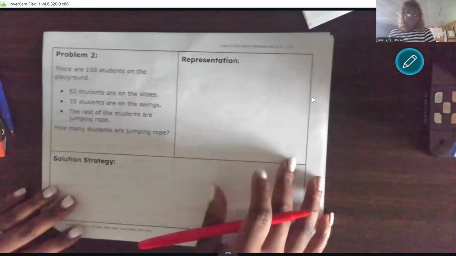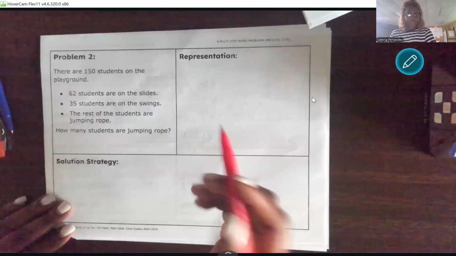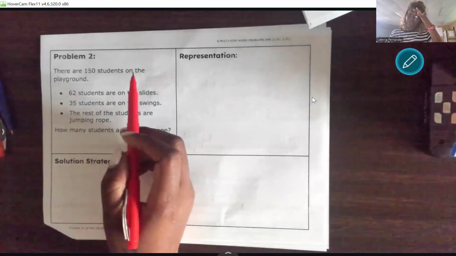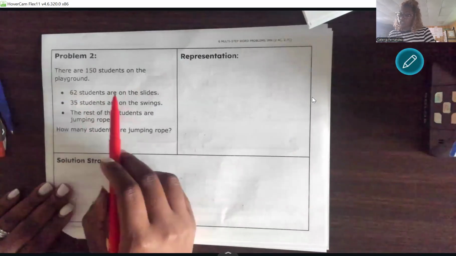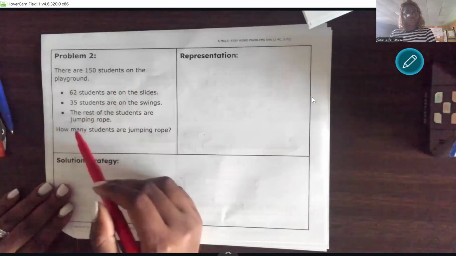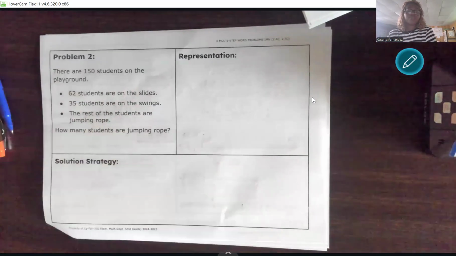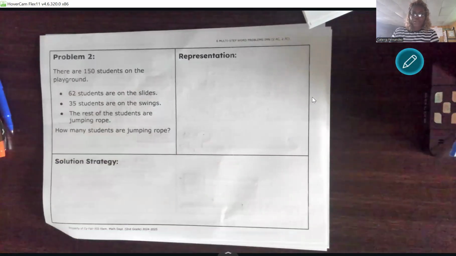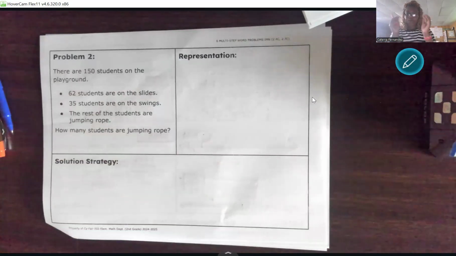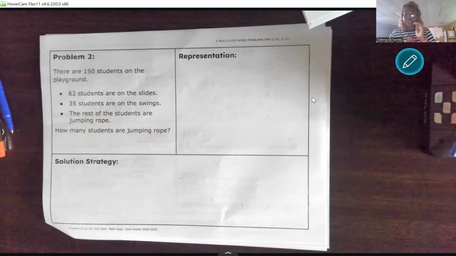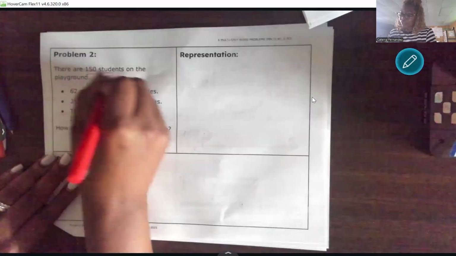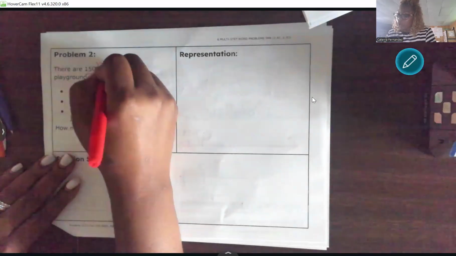So for problem number 2, they're going to read it. There are 150 students on the playground. Instantly, when I start reading this, 62 students are on the slides, 35 students are on the swings. The rest of the students are jumping rope. I tell them that we know that there are 150 students, but now they are taking some of these students and they're in different areas, which tells me that 150 students is going to be the whole.